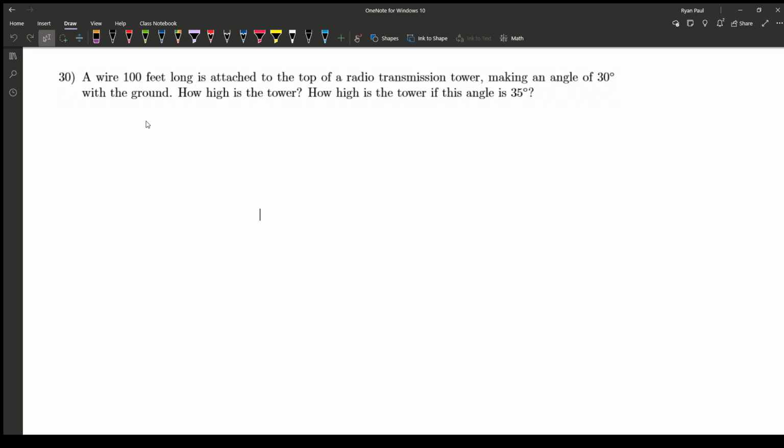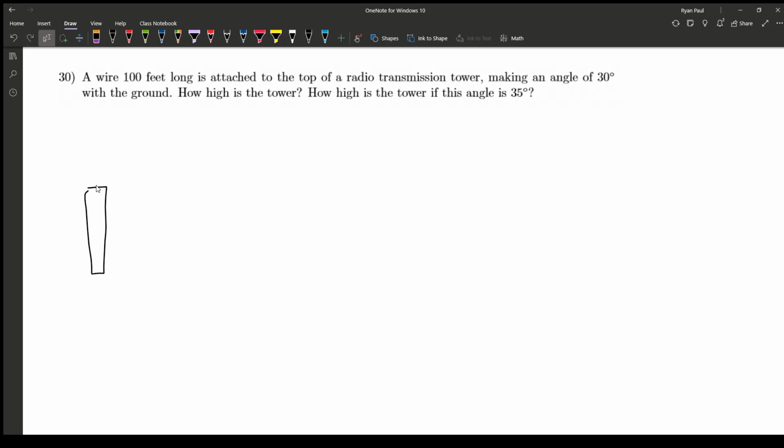In this video, we're going to do a word problem that is about trigonometry, or you may call it Sohcahtoa. Now, there's no picture for it, so we have to draw a picture for this one. A wire 100 feet long is attached to the top of a radio transmission tower. All right, so I'm going to draw it in this direction.